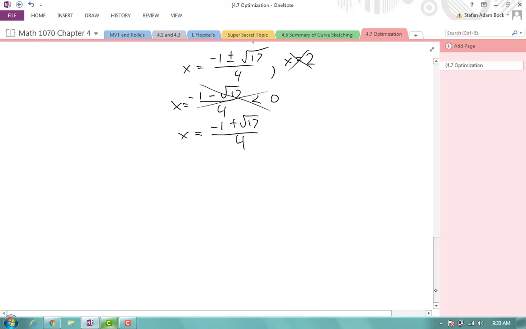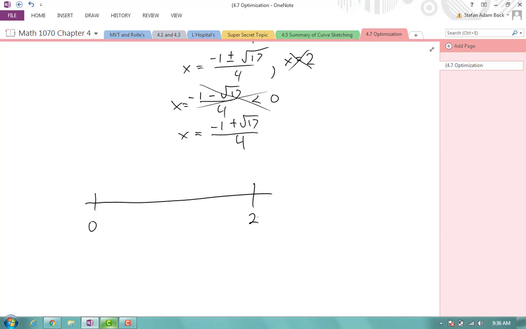So, there are two ways I can check my critical point. I could either use a number line, the first derivative test, or I could plug that number into the second derivative to find out if my function is concave up or concave down. But since I don't like negative 1 plus the square root of 17 all divided by 4, we can use the first derivative test to determine whether this critical number gives me a maximum or a minimum, because it's possible that it gives me the wrong version.